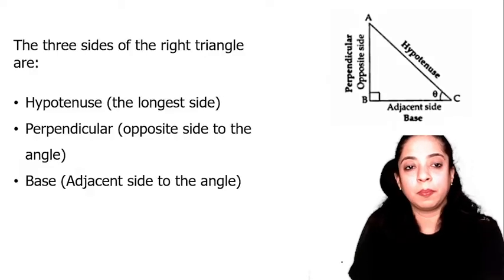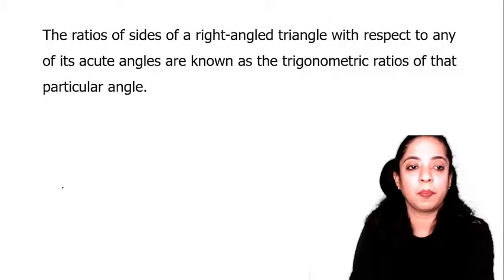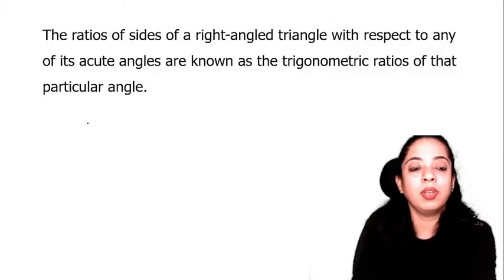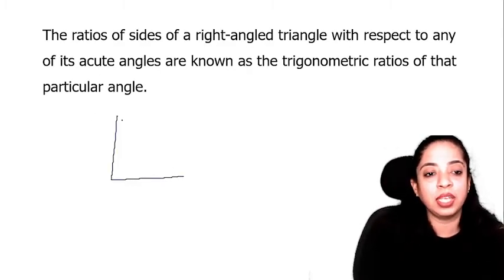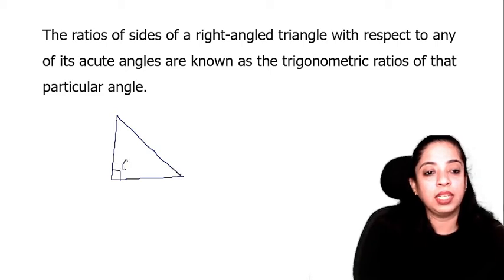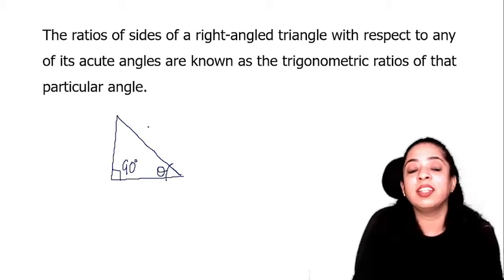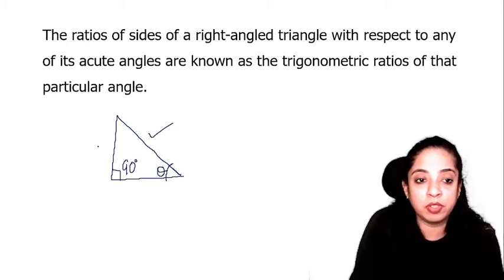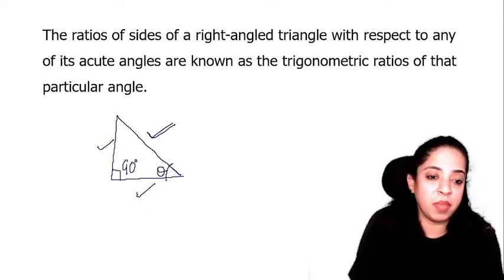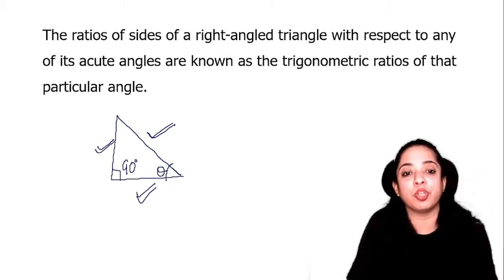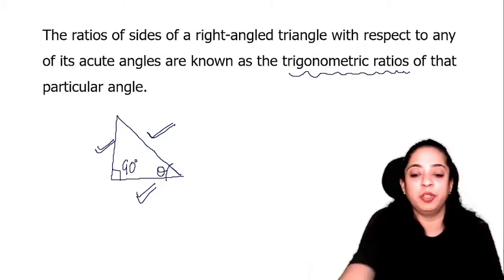Now let's go ahead. So these are the three sides: hypotenuse, perpendicular and base. Now if I'm talking about a right angle triangle, the ratios of sides. See, if this is a right angle triangle, 90 degree, and if I'm talking about this theta, then in relation to this theta, the ratio of the sides, say hypotenuse by opposite, or maybe hypotenuse by base, or maybe base by hypotenuse. So these are different ratios. So these ratios are known as trigonometric ratios, and there are different names given to these ratios.